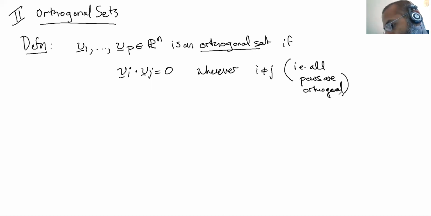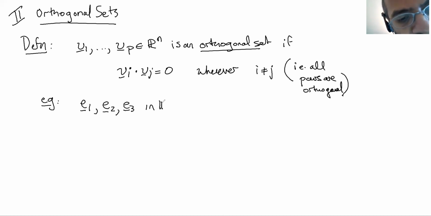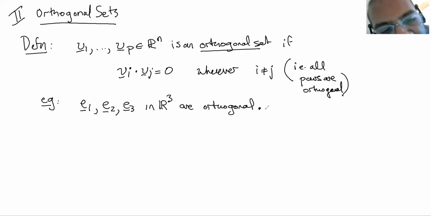So what are some examples of this? Well, let's just take the standard basis vectors in R3. Okay, it's an orthogonal set. If you take any two of these and compute the dot product, it's 0. Also geometrically, we know this, but remember, orthogonal just means the dot product is 0.